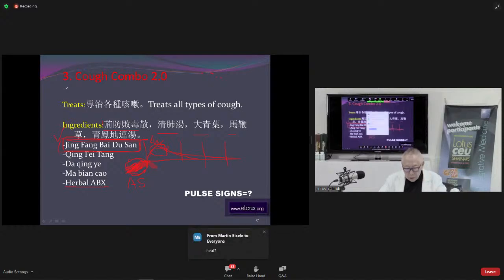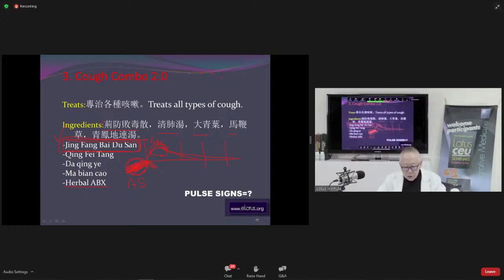Heat? I already have so many medicines in there for heat. Wind, cold, dampness. Okay, anything else? Release the exterior. 祛风解毒. Come on, Benjamin. Clear the lung. No, it's release the exterior. This one is correct, for the surface condition, exterior.